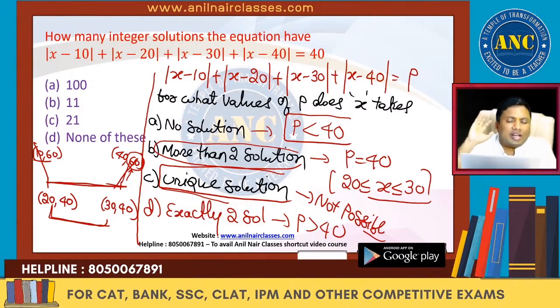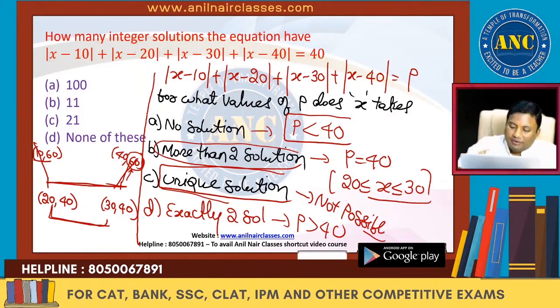Instead of keeping the right hand side, I removed the right hand side: |x - 10| + |x - 20| + |x - 30| + |x - 40|. At x = 10 I got y value 60. At x = 20 I got y value 40. At x = 30 I got y value 40. At x = 40 I got y value 60.